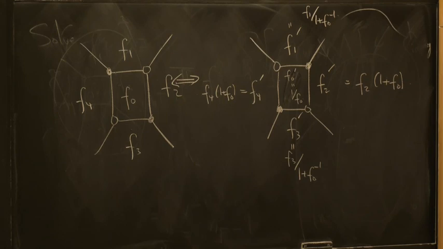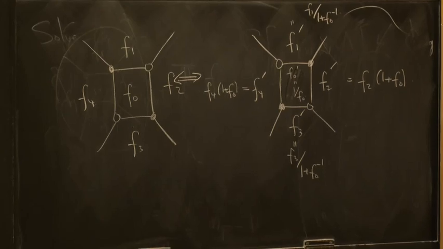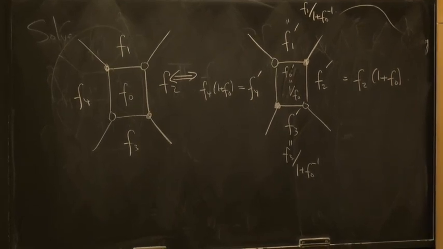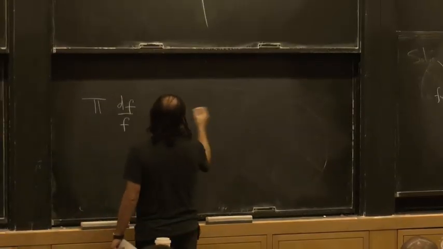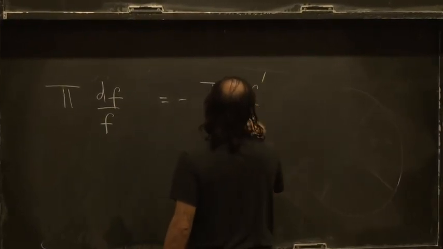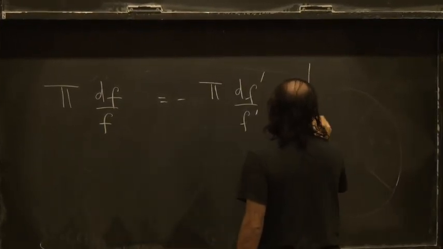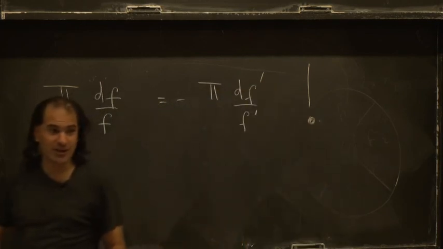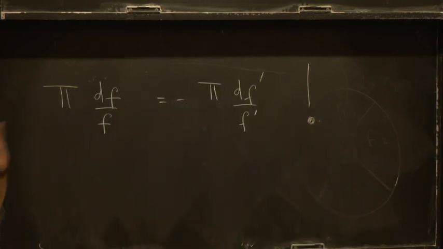But it's possible, and most importantly, remember the measure that we have in all these on-shell diagrams is the product of these d f over f variables. Crucially, the product of df over f is equal to, actually with the minus sign, the product of df prime over f prime. So the measure is actually invariant. The point in the Grassmannian is the same, and the measure is the same.